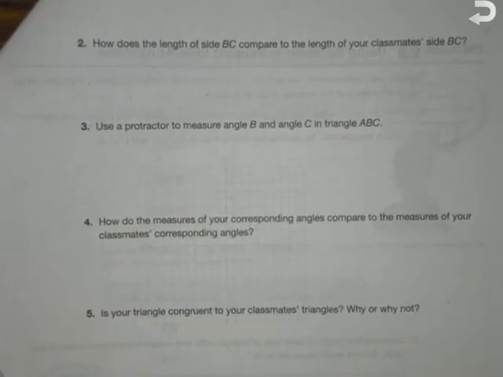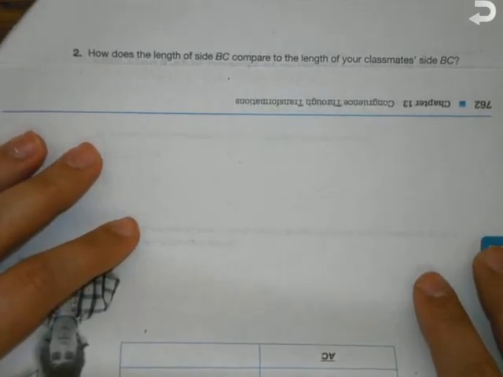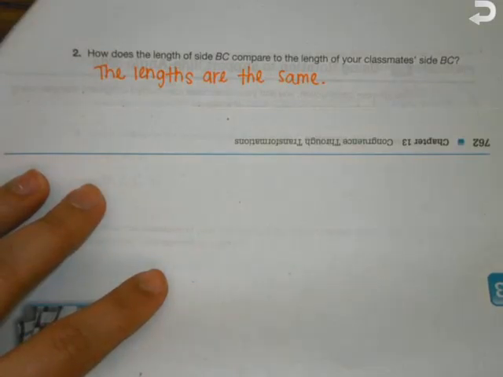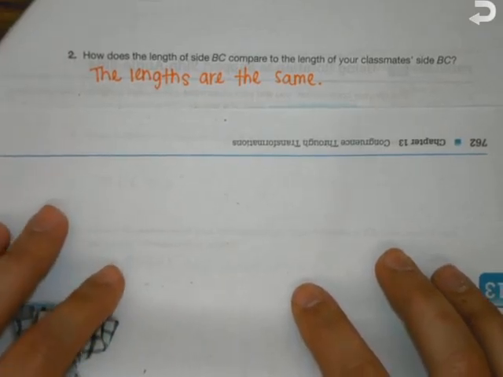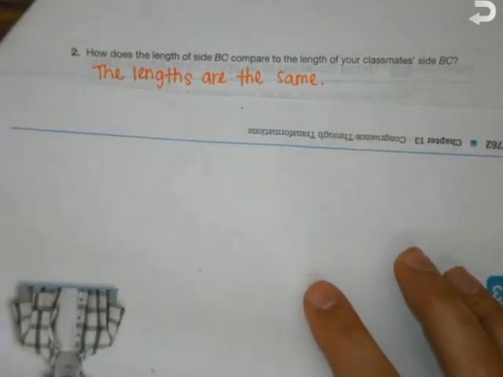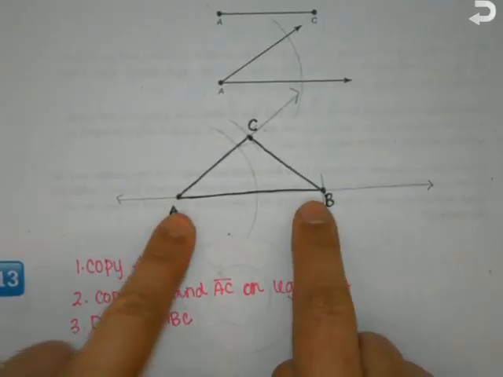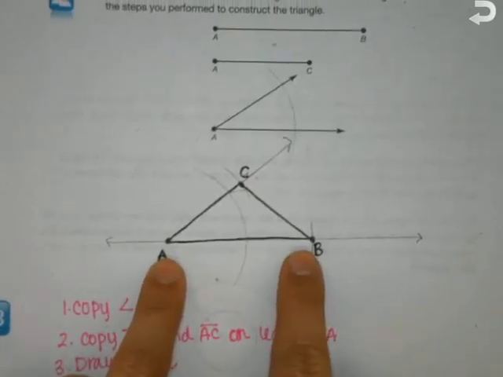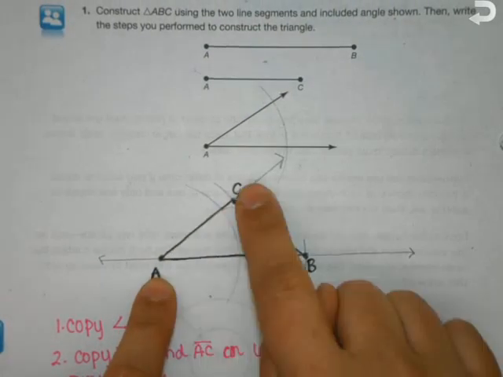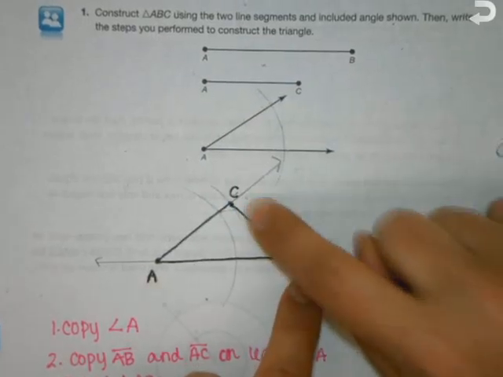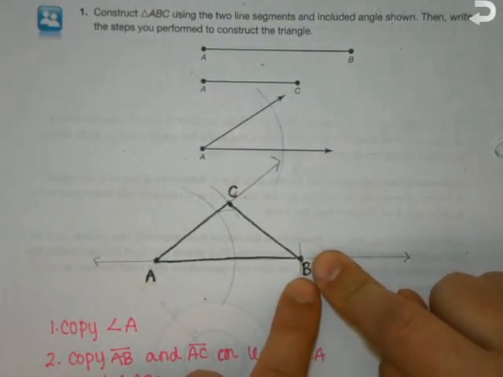First of all, how did the length of side BC compare to the length of your classmate's BC? What did you guys get about the length of BC? They are the same. The length should have been the same, right? BC is the side that we drew that we didn't copy. So AB, everybody should be the same because they gave us AB, right? And AC, everyone should be the same because we just copied it. So everybody's BC should have been the same, yes? Okay.